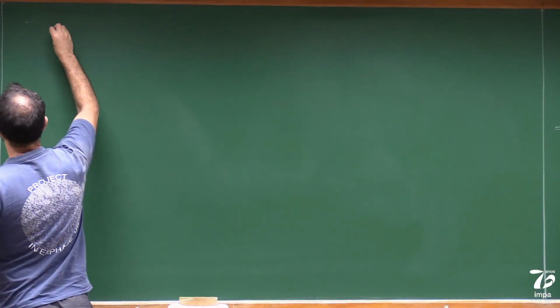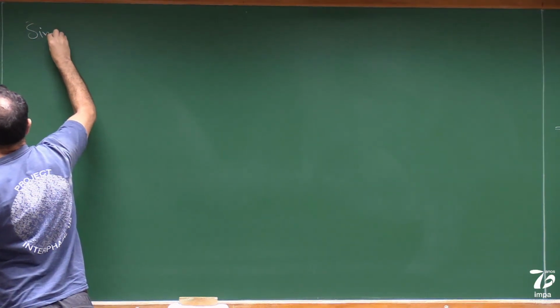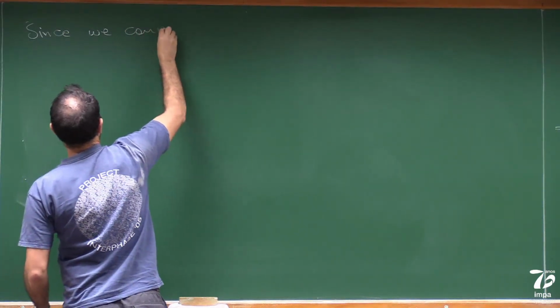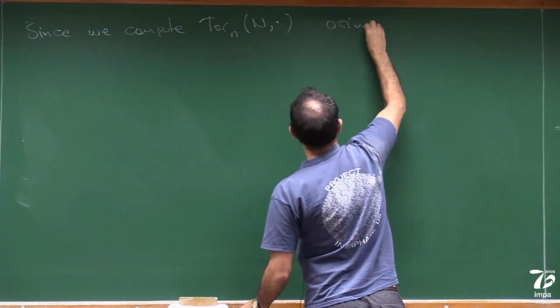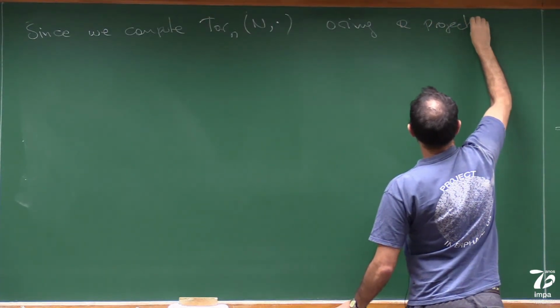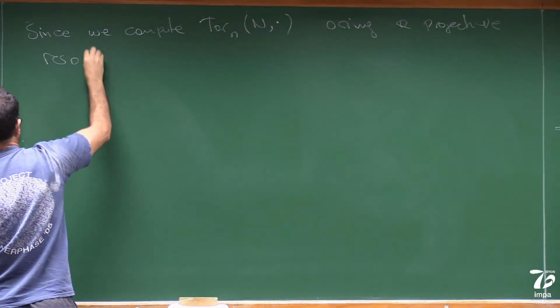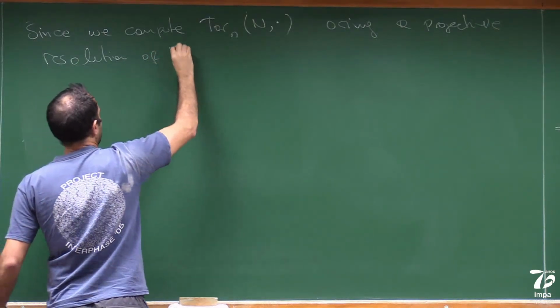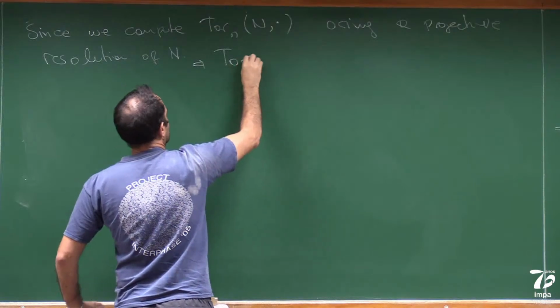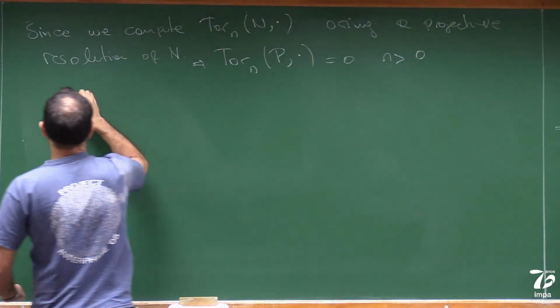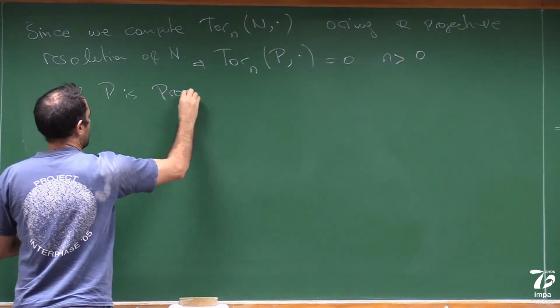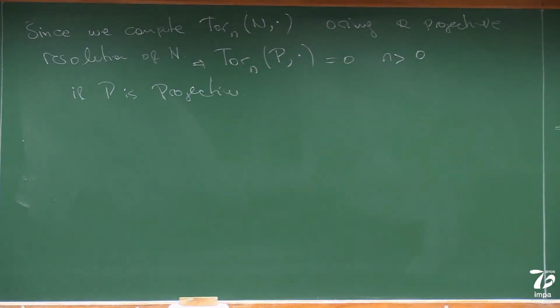So what we've proven, since we compute Tor_n using a projective resolution of N, is that Tor_n(P, M) is equal to 0 for every n bigger than 0 if P is projective. P itself is a resolution of itself. So in degree 0, we get P tensor with whatever M is. And in degree 1, it's already 0.